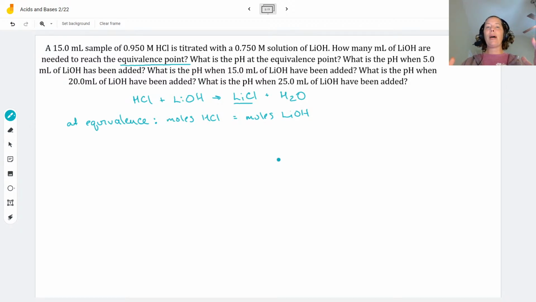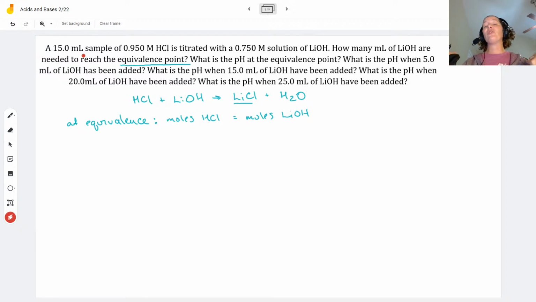If you think about doing this in the lab as an actual titration, for this problem we have started with a 15 milliliter sample of acid. The equivalence point occurs when you've added just enough base to completely neutralize the acid. For our situation right here, because we have a 1-to-1 ratio, these moles are going to be equal.